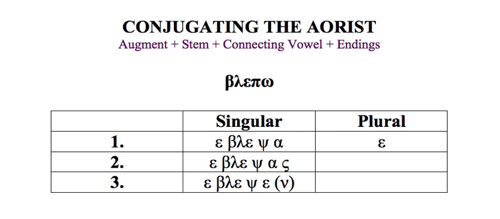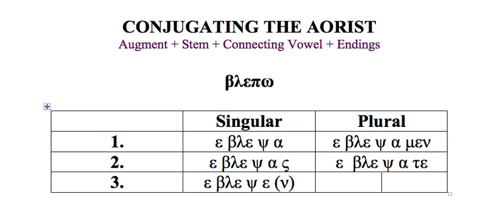First plural, epsilon for our augment, blep, but it changes because of the sigma. So we have ebleps, alpha for our connecting vowel, min for our ending. Epsilon for our augment for the second plural, blep, combined with the sigma, is ps. Alpha for our connecting vowel, te for the ending.